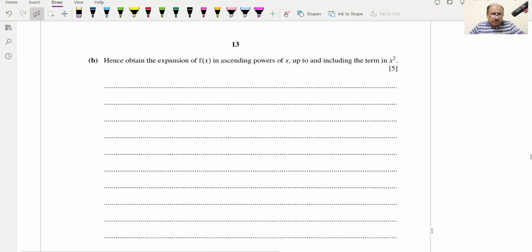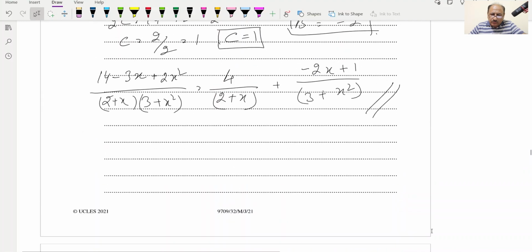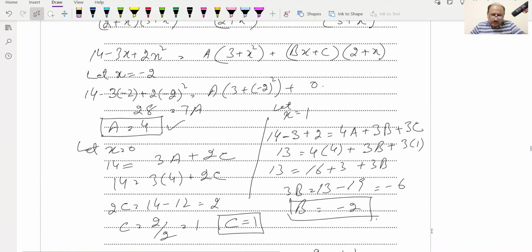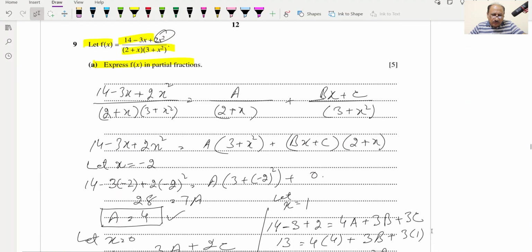So now part b says, hence obtain the expression of f of x in ascending powers of x up to and including the terms in x squared. So we can write the expansion of f of x.